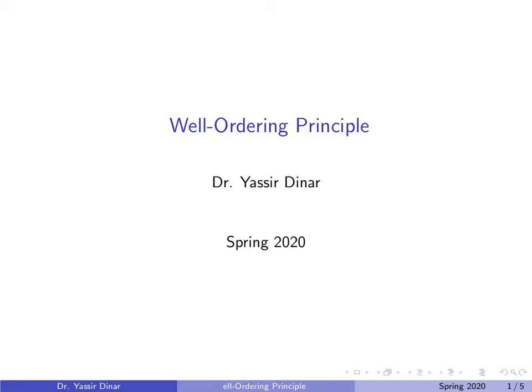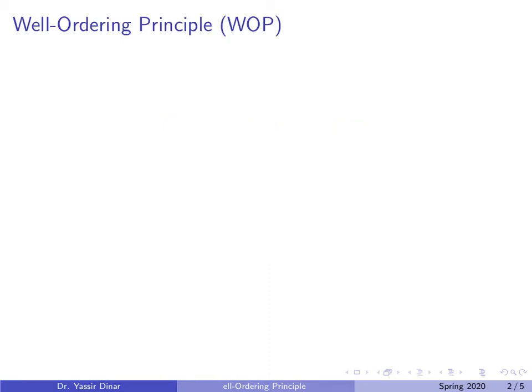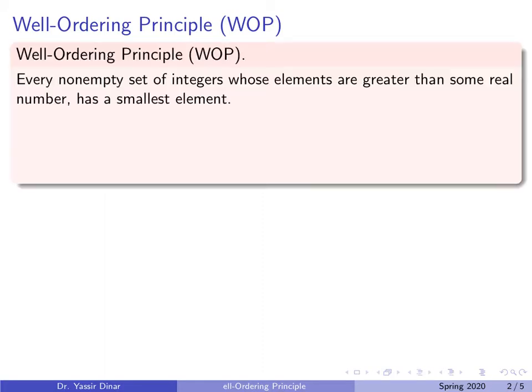In this slide, we want to speak about the well-ordering principle and how we can use it in proving some theorems. The well-ordering principle says that every non-empty set of integers whose elements are greater than some real number has the smallest element.